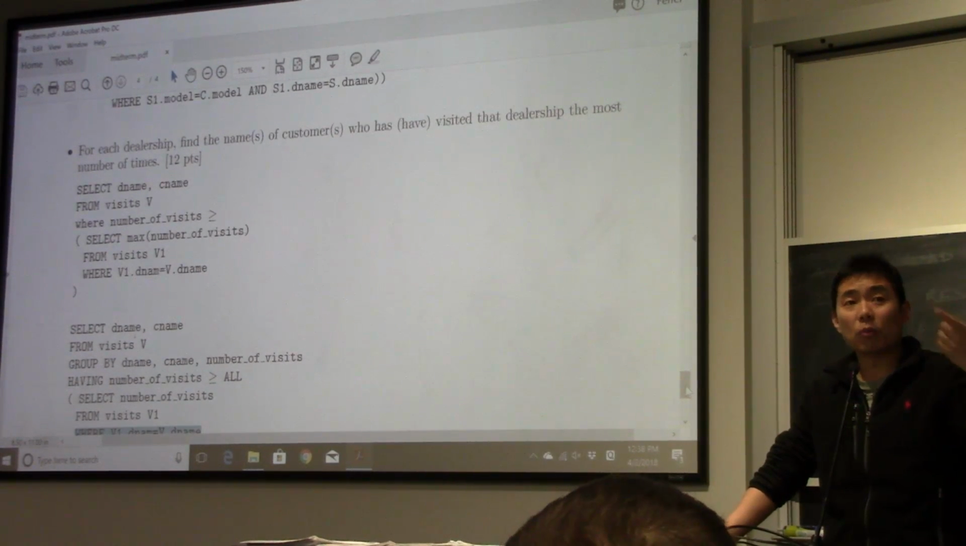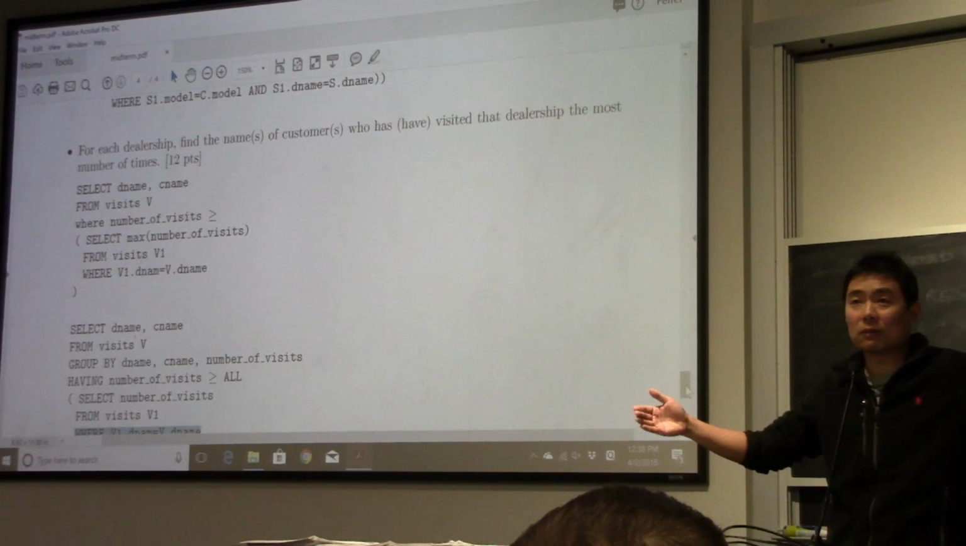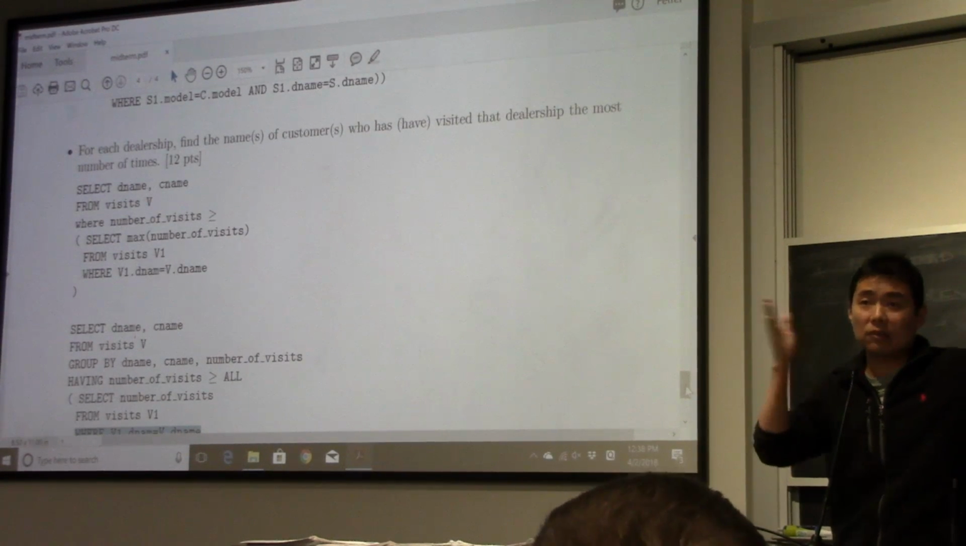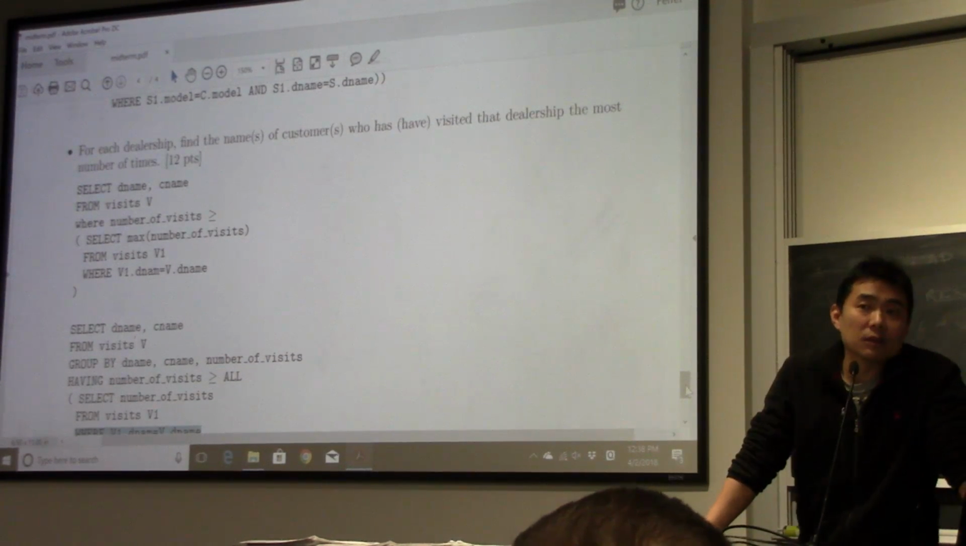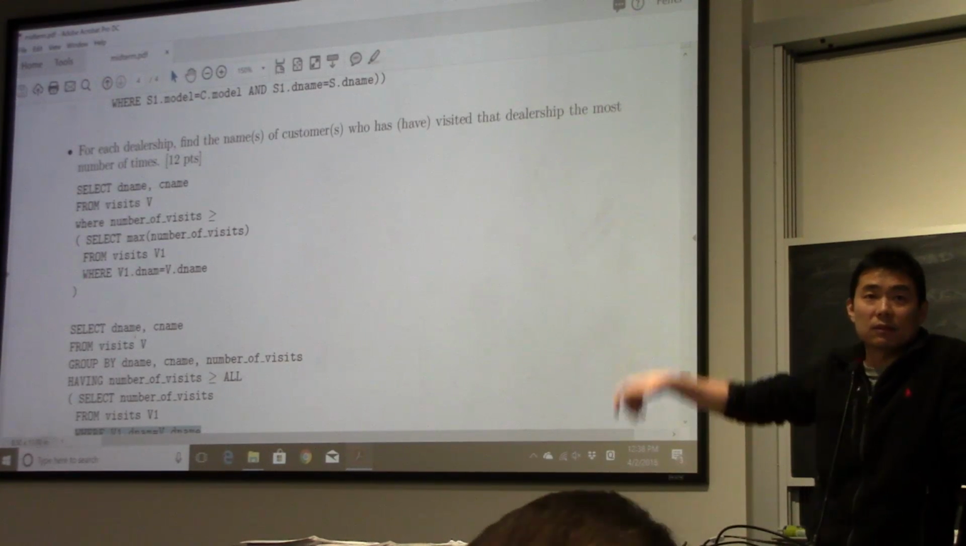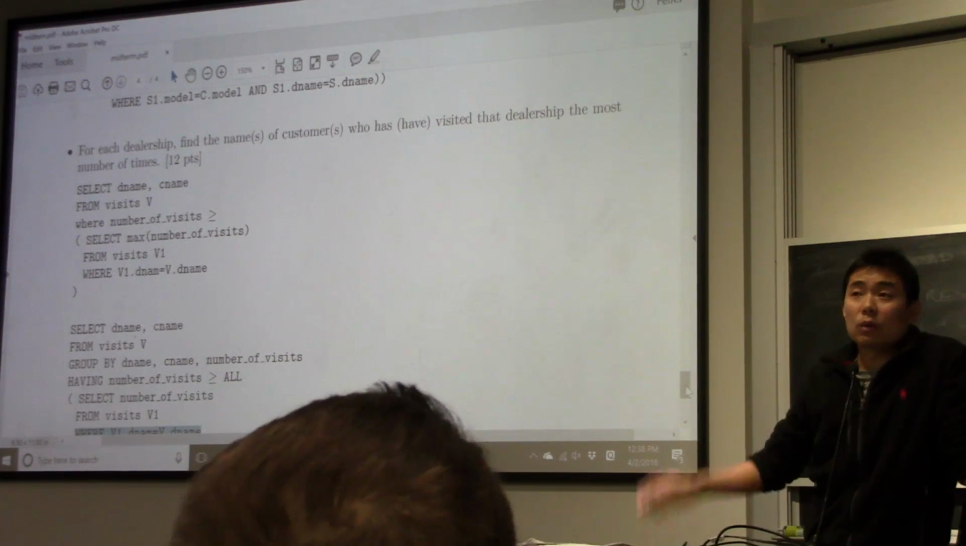It's open book for homework 4 and 5. That's essentially going to be the scope for the final, and it covers only the second part of the course. It does not start from the beginning. Right? Okay, any question on the midterm?